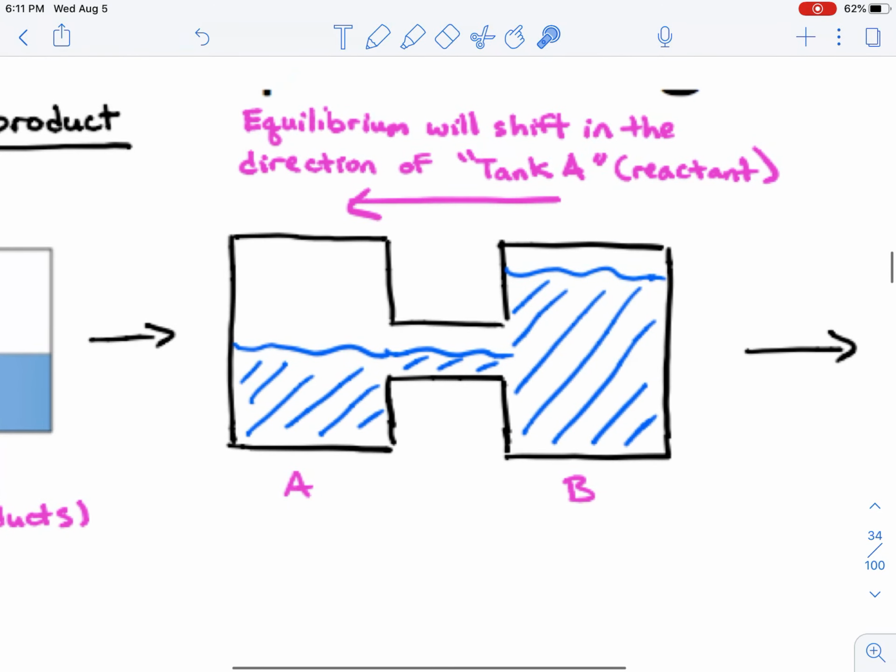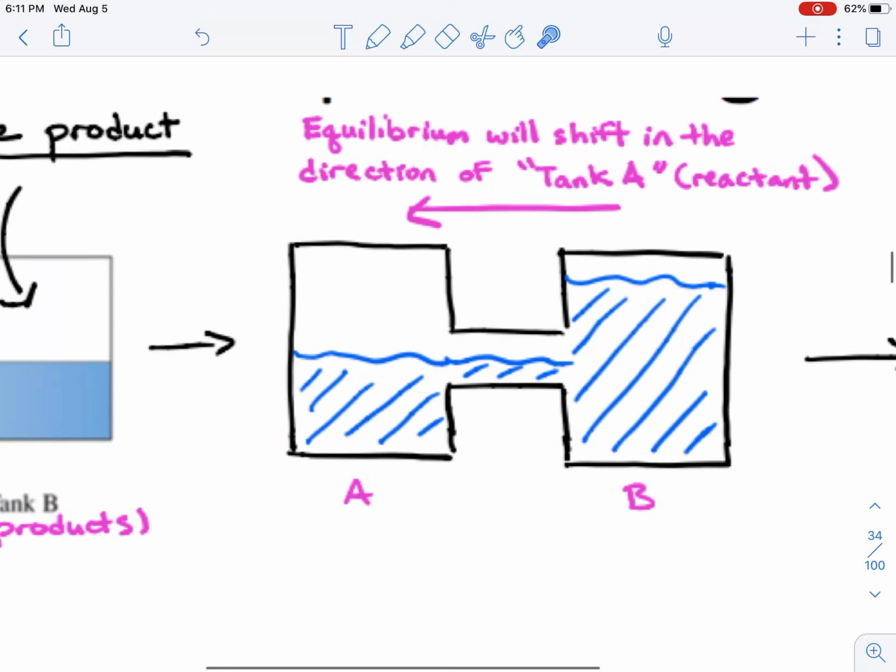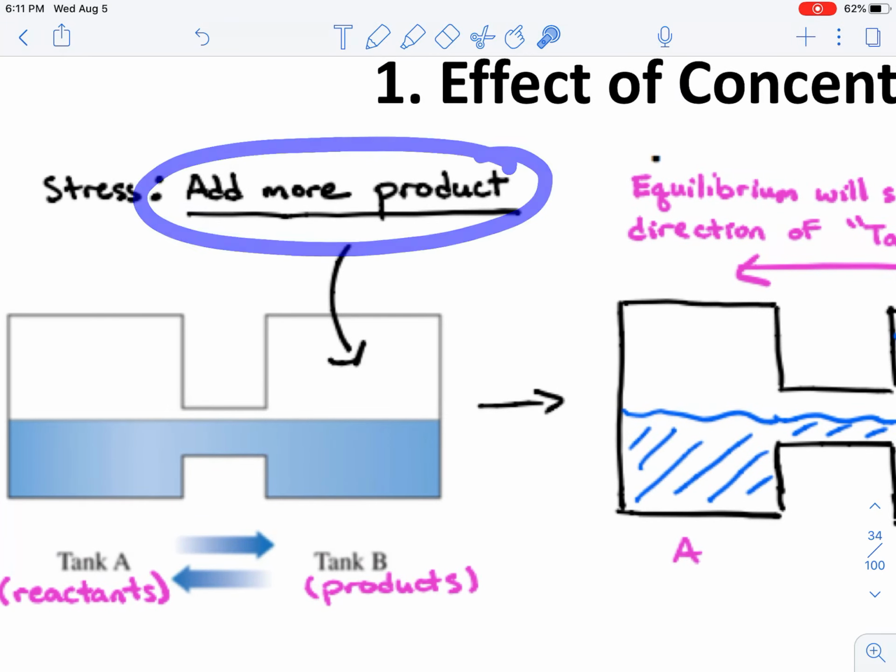And so at some point in time, we're going to get an image that looks like this. If we allow gravity to play out, we know that the liquid inside tank B is going to decrease and flow into tank A. When this liquid flows into tank A, the level of the liquid in tank A is going to increase. Since there is a net increase in tank A, we would say that the equilibrium will shift in the direction of the reactants when we add more product.